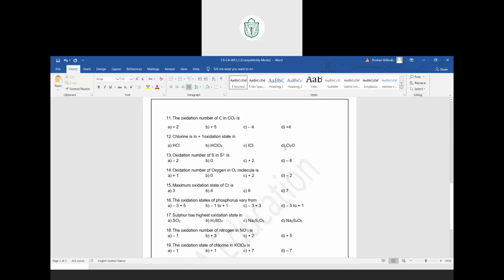Now in the fourth option D, which is Cl2O, what is the oxidation number for chlorine? Find the oxidation number and send your answer.